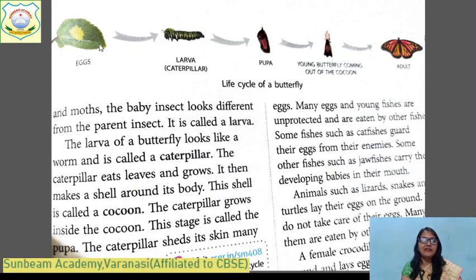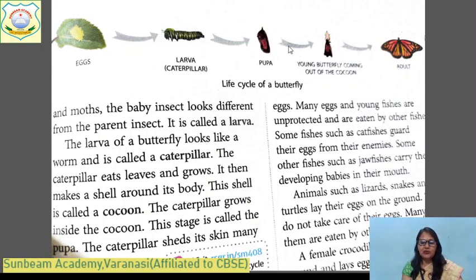A butterfly gives many eggs on the leaf and this larva comes out, this baby insect comes out from the egg. And it looks different from the parent insect. और ये parent insect से अलग दिखता है. It eats leaves. बहुत सारी leaves को खाता है. And it grows. Then it makes a shell around it. अपने चारों ओर एक झिल्ली जैसा देखो यहाँ पे बना लिया है. And this shell is called cocoon. और इस shell को हम लोग क्या कहते हैं? Cocoon कहते हैं. And this caterpillar grows inside the cocoon and this stage is called pupa. और इस stage को क्या कहते हैं? Pupa.